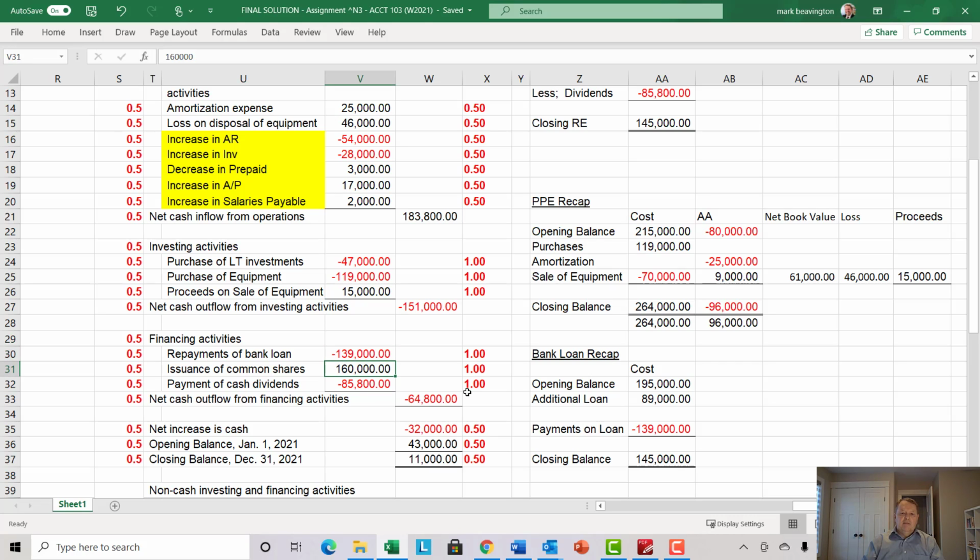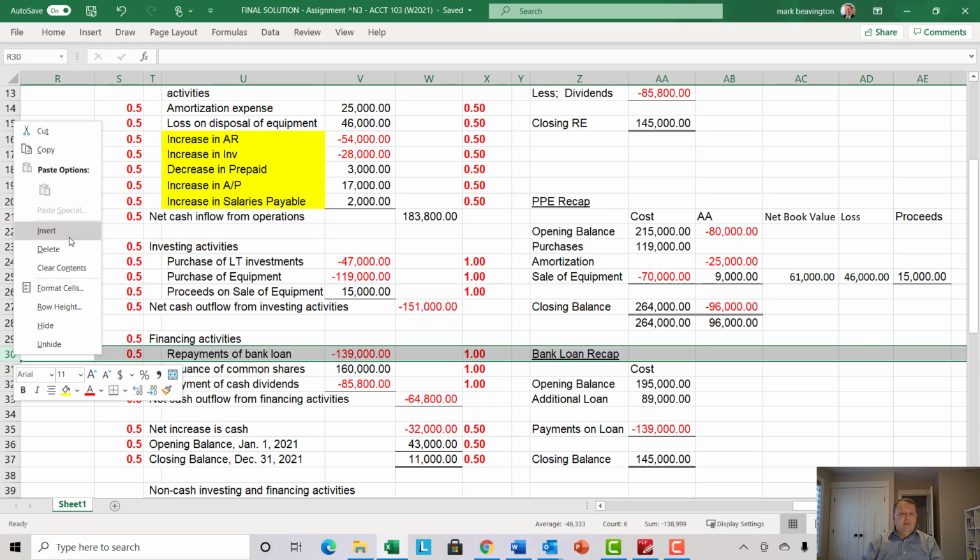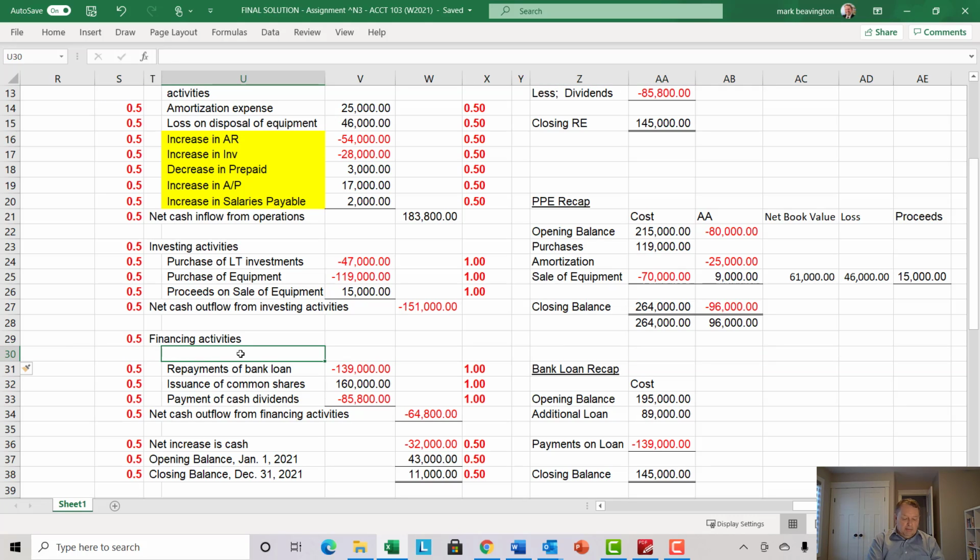So that gives us a net increase. Well, it should be a net increase in cash, but there's a bit of a challenge here because when we put in this 139,000, we should also be putting in a line in here that says that we've got a new loan for 89,000. That's actually a financing activity. So right now we can pop that in there, and we'll put it proceeds from bank loan, and so that would be $89,000.